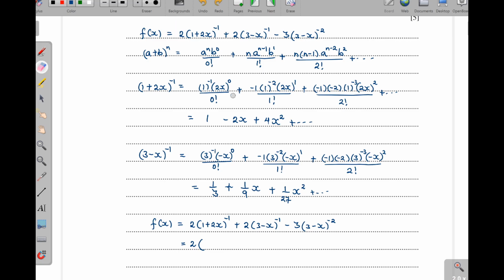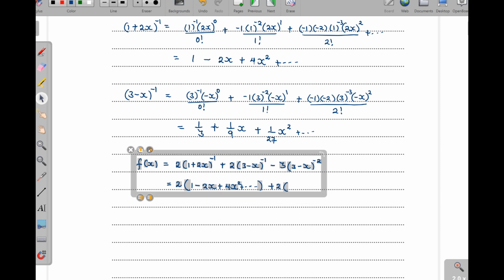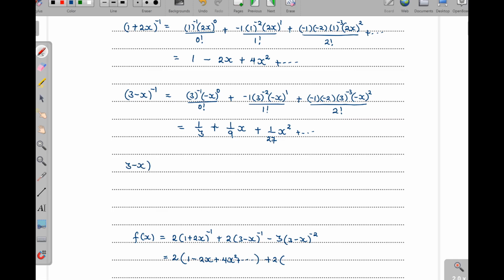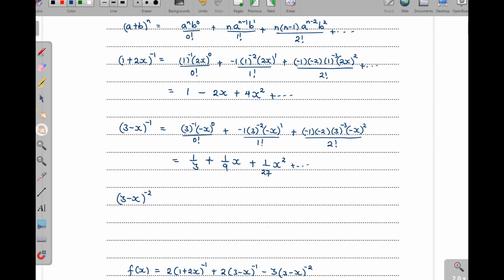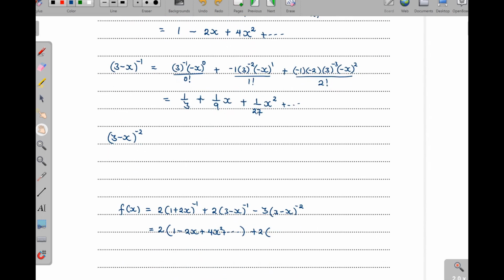And better, I think I can write this like that. So we have 1 minus 2x, then plus 4x squared, plus whatever is coming forth, then plus 2 into, I think there is something missing. Okay, let us continue. So let me just leave this one here like that. We need (3 minus x) to the power negative 2. I think it is here. We need the expansion here. Pardon me there. Now we proceed.